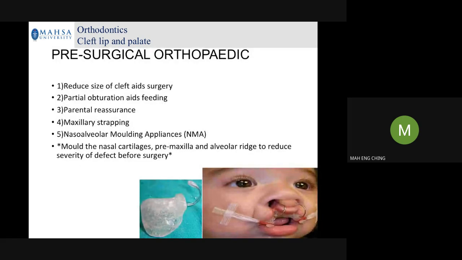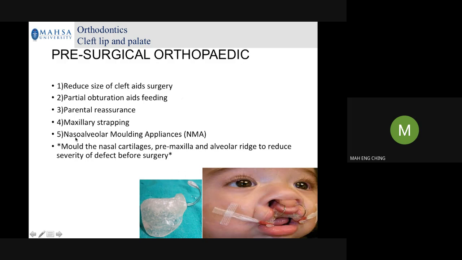Okay, so what is pre-surgical orthodontics? It is to reduce the cleft size, which then helps the surgery. Then we have a partial obturator, an aid to help them feed better. Then we have parental reassurance, just trying to comfort the patient's parents. Then we have maxillary strapping. You can see this is a maxillary strapping. You try to bring the premaxilla backward, closer to the lips, closer to the cleft, so it makes the cleft a bit smaller, easier for the surgeon to repair.